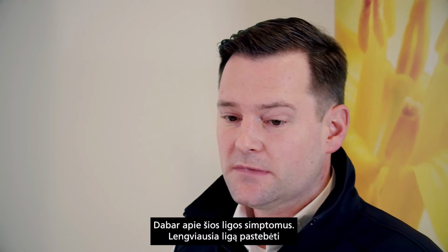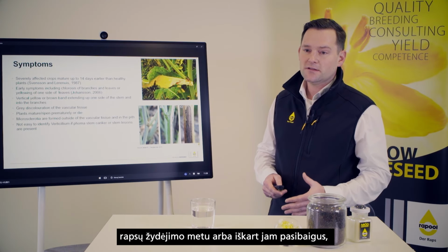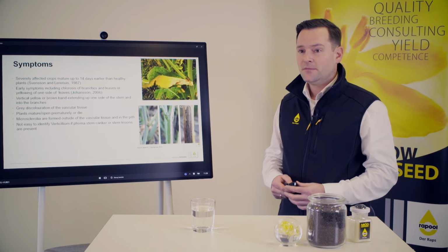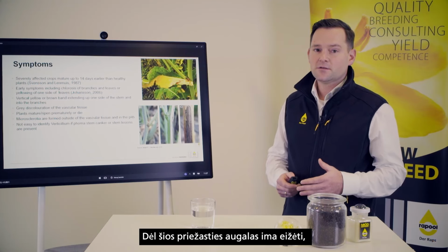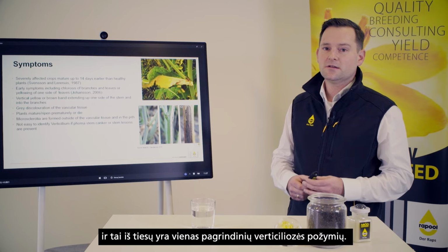So coming to the symptoms of this disease, it is easiest to see the disease at the flowering stage of oilseed rape or shortly after, when it really increases the effect in the plants. The one thing you can see is that some leaves are turning yellow only on one half. The reason for this is that the verticillium develops through the xylem of the plant, where we also have the water flow. And that's also the reason why you can see the stem striping. That's really the major characteristic of verticillium.